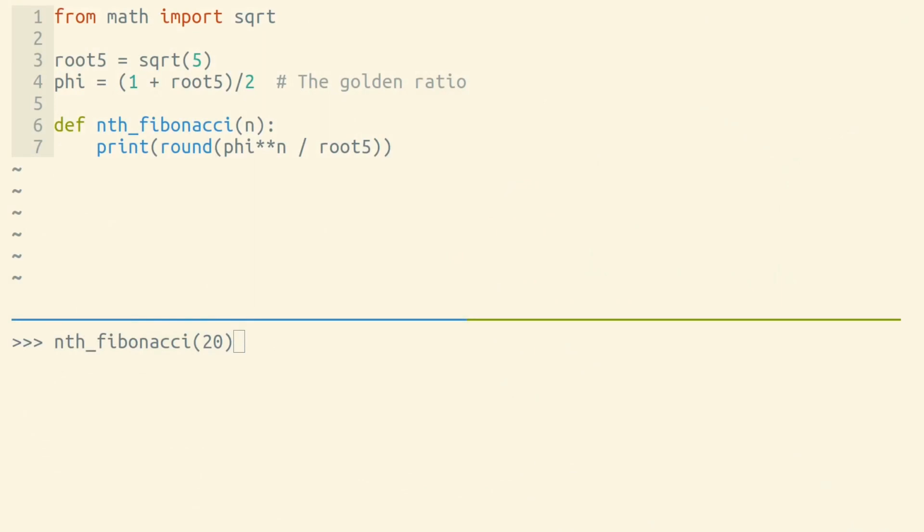In Python, when should you use print and when should you use return? Here's a function that calculates the nth Fibonacci number. If we give it the number 20, we'll see the 20th Fibonacci number.